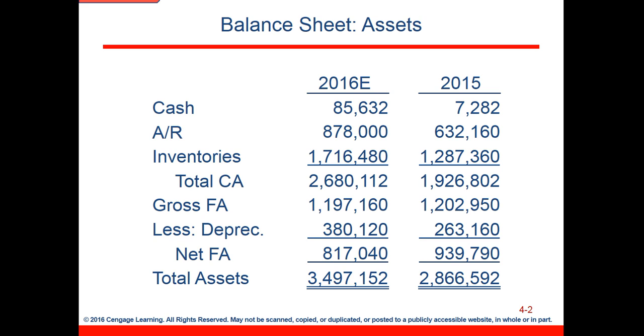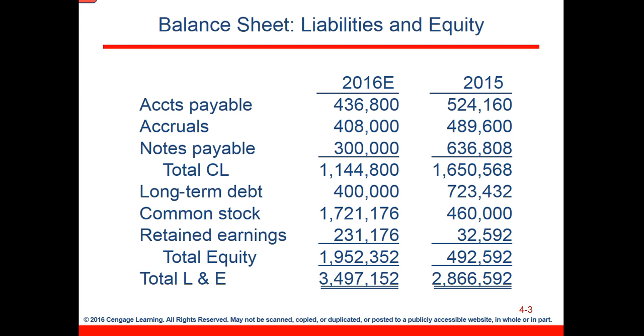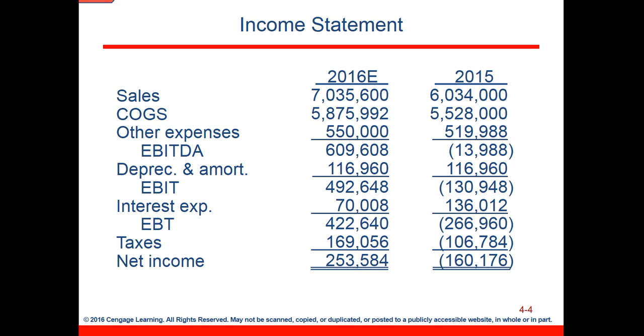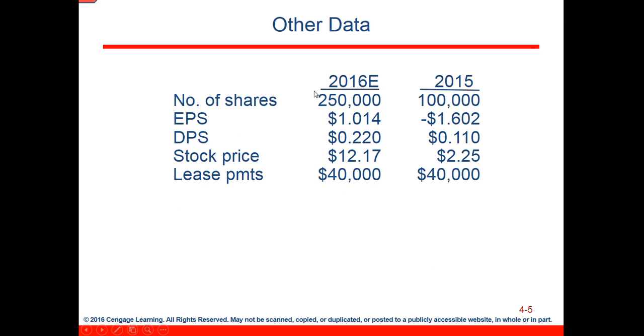Now, if you look at Chapter 3 again, we have cash, accounts receivable, and total assets. We are given the balance sheet assets. We have the liabilities. We have the income statement, 2015 to 2016 as an estimate. And 2016 as an estimate is also given. Number of shares, earnings per share is estimated to increase, and dividends per share is going back to 22 cents per share.